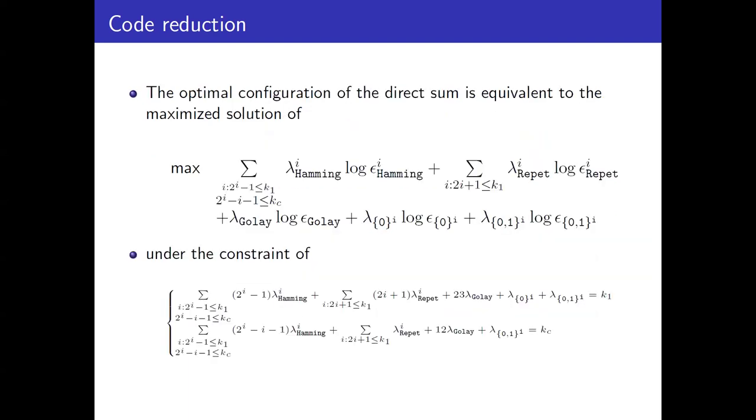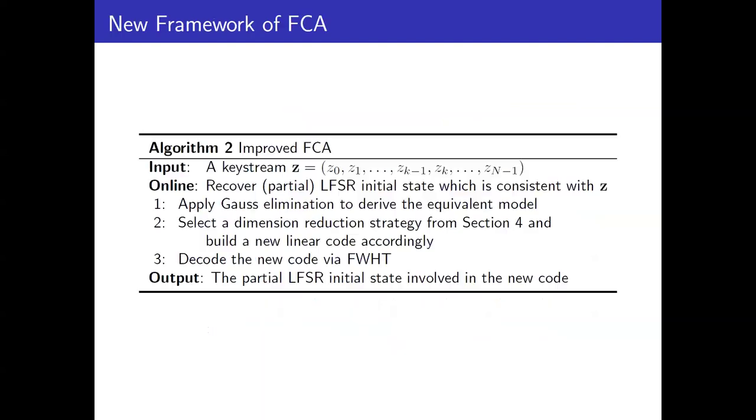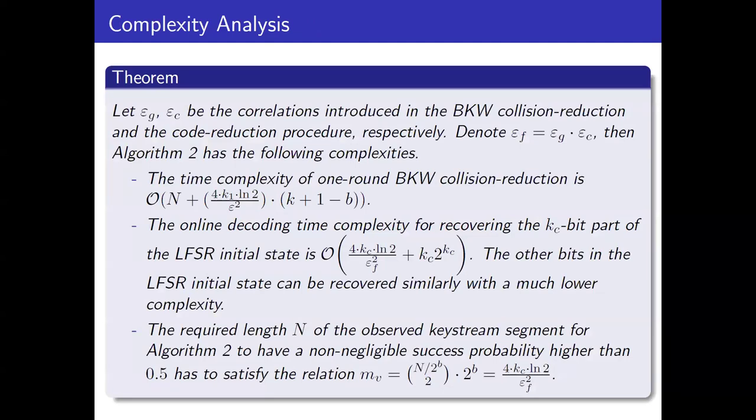Then we want to find the optimal configuration of the direct sum, and we translate it into a mixed integer program as here. The first constraint is on the codeword length, and this one is on the information dimension. So this is a new framework for the improved fast correlation attack. Here we introduce the reduction strategy from above, and then we build a new linear code accordingly. Finally, we use the fast Walsh-Hadamard transform to decode the new code and recover the partial state. And this is the complexity of the new algorithm. We will not go into the details.